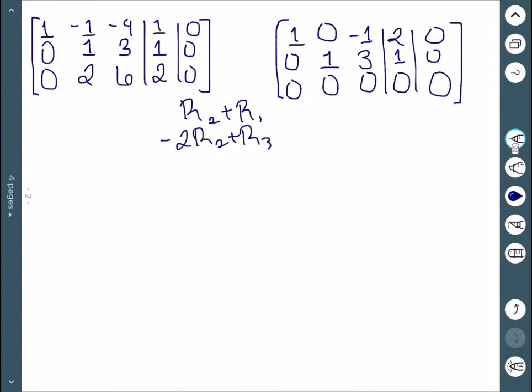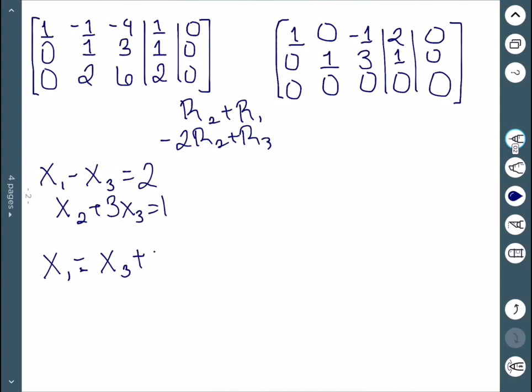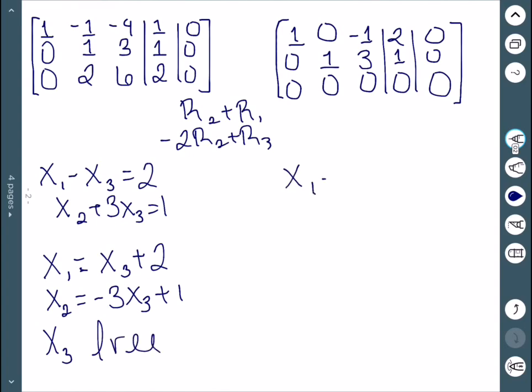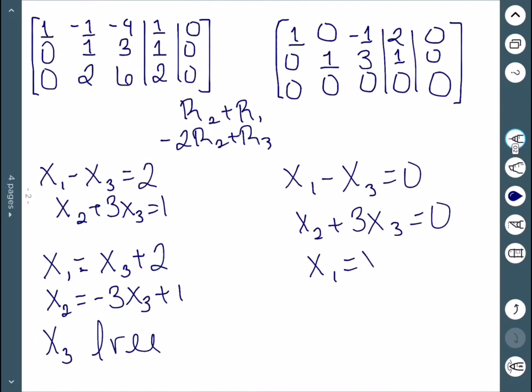For my non-homogeneous system, I have x1 minus x3 is equal to 2, and I have x2 plus 3x3 equal to 1. So when I solve this, x1 will be equal to x3 plus 2, x2 will be equal to -3x3 plus 1, and then x3 is free. If I look at my homogeneous system, I have x1 minus x3 is 0, and x2 plus 3x3 equal to 0. This gives me x1 is equal to x3, and x2 is equal to -3x3, and x3 is free.